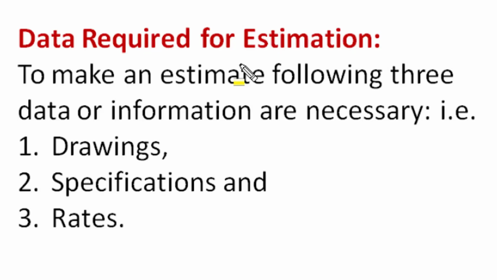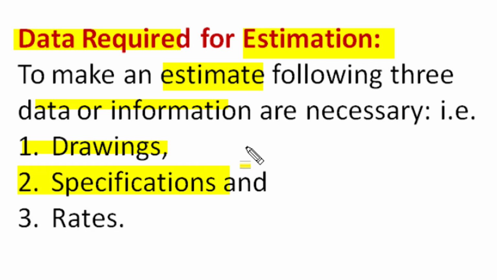So let's understand what data or information is required to prepare an estimation. To prepare a good, accurate and useful estimation for any project, some data or information is required, and the following three data or information are necessary. One is drawing details of the project. Second is specification of all material and workmanship performed in project execution. And lastly, the rates of those materials supplied and work performed.